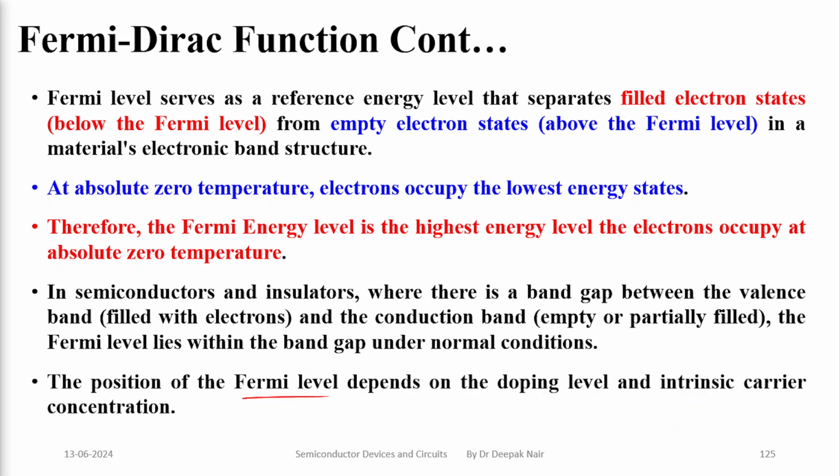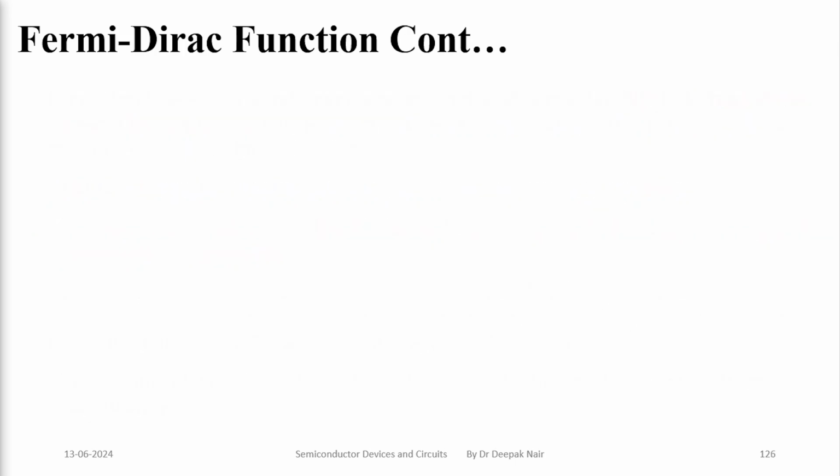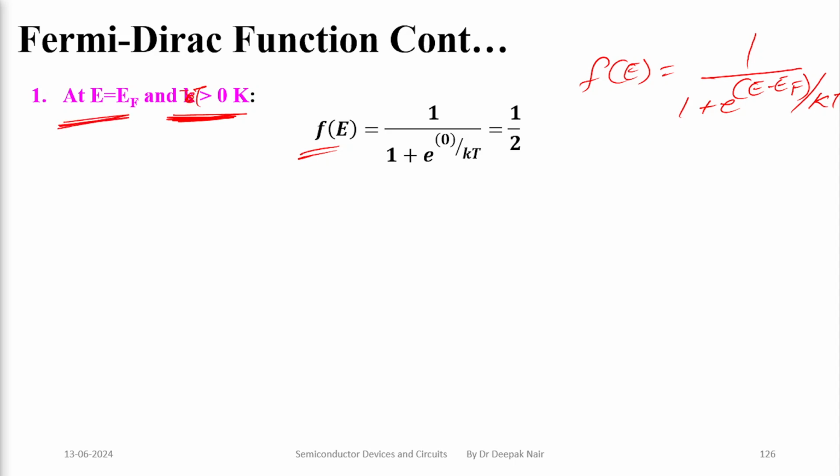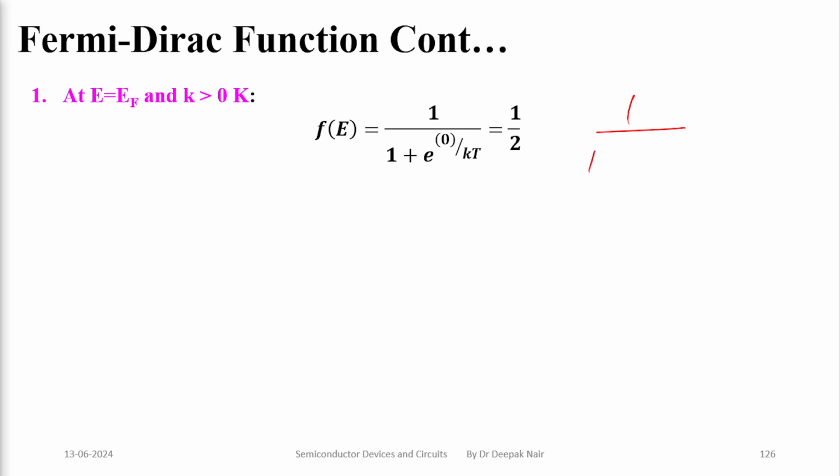Now the position of the Fermi energy level also depends on the doping level. Let us move ahead and try to gain more insight into the topic. We have the equation F of E, given by 1 upon 1 plus e to the power (E minus EF) by kT. kT is related to temperature. So at any temperature, kT greater than 0 degree Kelvin, and assuming E is equal to EF, the exponent numerator goes to zero. So e to the power 0 divided by kT gives 1 upon 1 plus 1, that is 1 by 2.